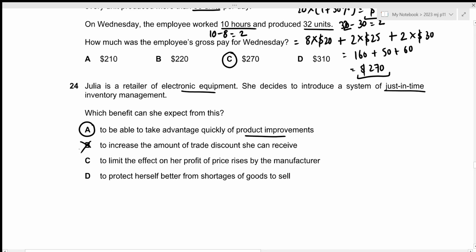This is incorrect. The third one is to limit the effect on her profit of price rises by the manufacturer. Again, for just-in-time inventory, we do not store inventory in bulk. We only buy it at the time of need. So we cannot really prevent ourselves from the price rises by the manufacturer. This is incorrect. Then the fourth one is to protect herself better from shortages of goods to sell. Again, remember, just-in-time inventory management will not hold inventory in bulk. So she definitely cannot protect herself better from shortages of goods to sell. This is incorrect. Let's move towards the 25th question.